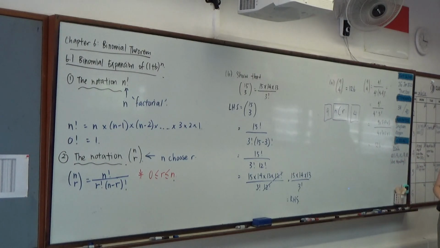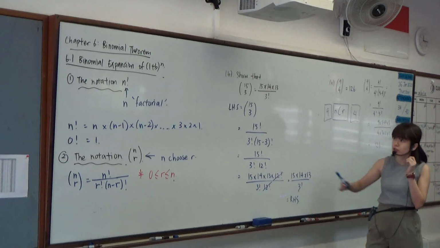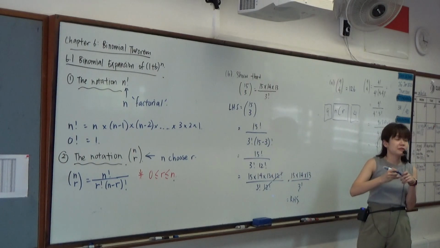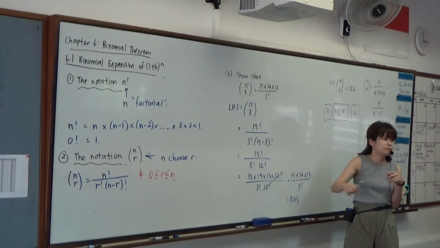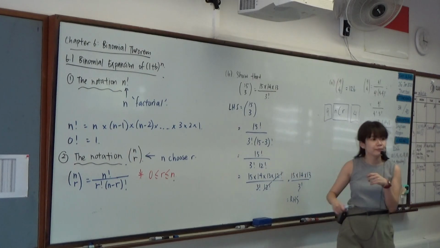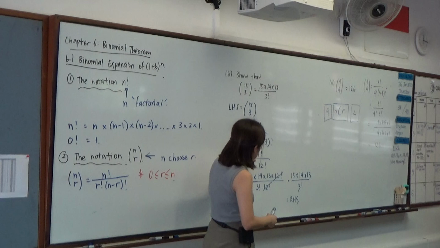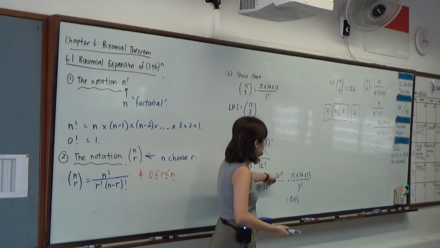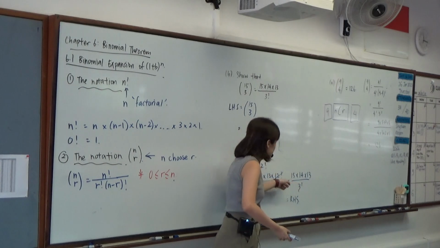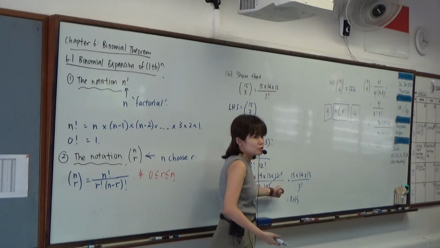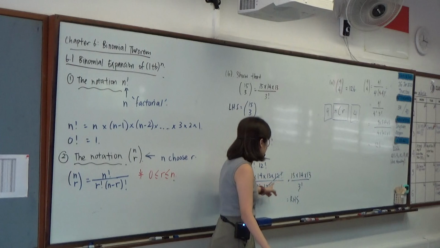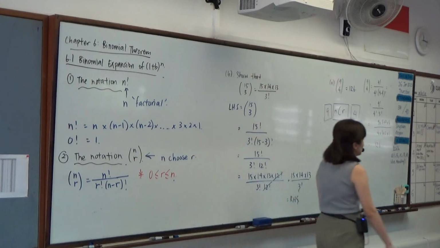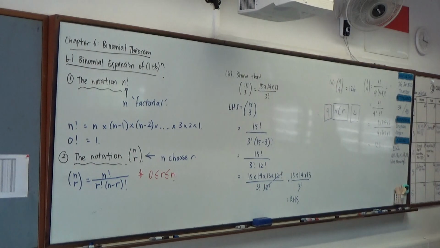15 choose 3 is your 15 factorial over 3 factorial times 15 minus 3 factorial, which means 12 factorial in the denominator. Then we open up the 15 factorial, which is 15 times 14 times 13 times 12 and so on. But I'm lazy, so I put it as 12 factorial, which you know already. Cancel it away, then we will get what we want to show as the right hand side.